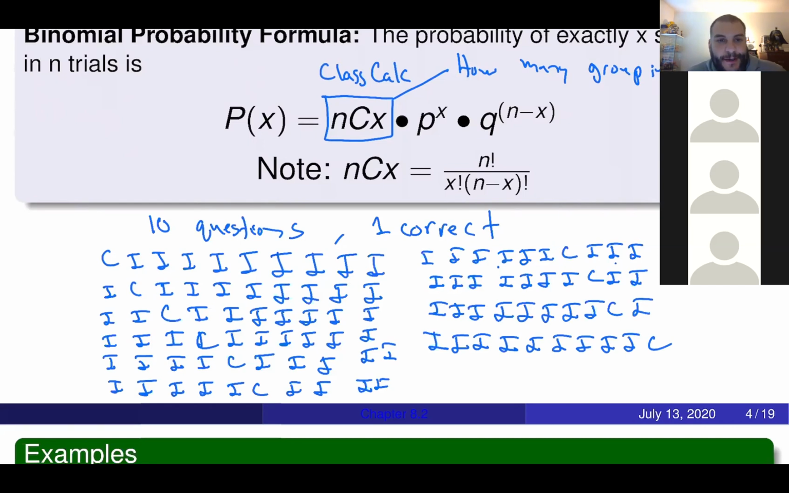Cool. All right, so those are all the different ways where you could get one question correct and then everything else you get incorrect. So if you count all of these outcomes, we have 10 outcomes. But instead of you having to do all of that work, we're going to use the nCx option in class calc. So I'm going to show you how to use the nCx option in class calc.